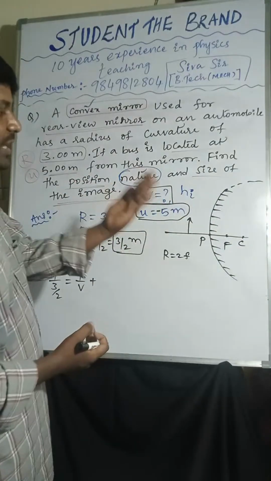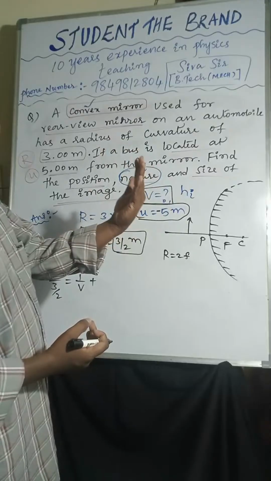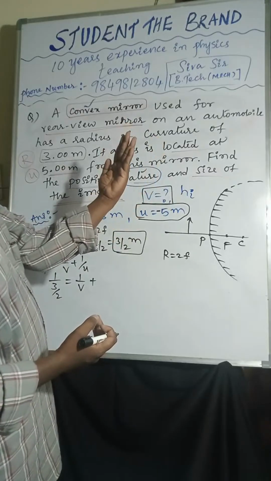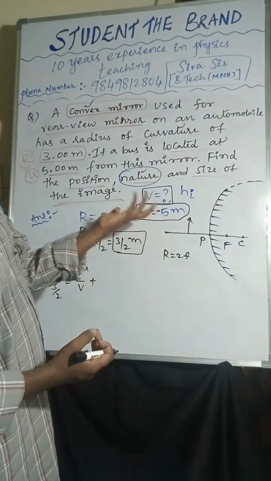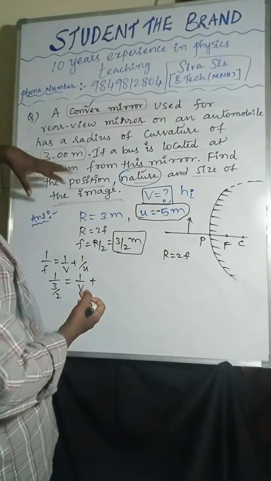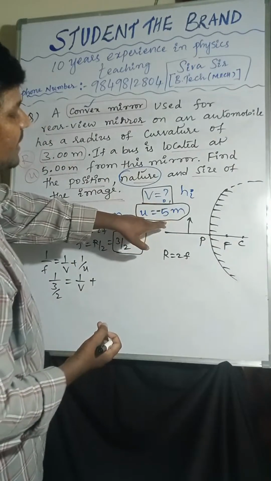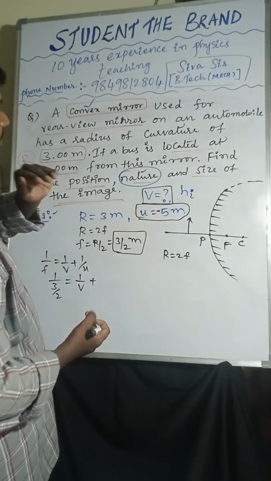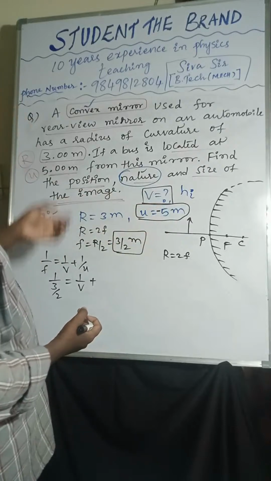If you place the mirror in front of us, only then can we see the objects. Otherwise we can't see the object. So that's why I'm saying the object distance must always be taken as negative. Compulsorily you have to take it negative, then only it will be correct.